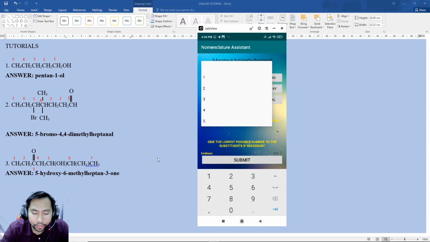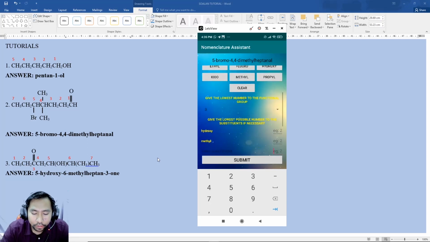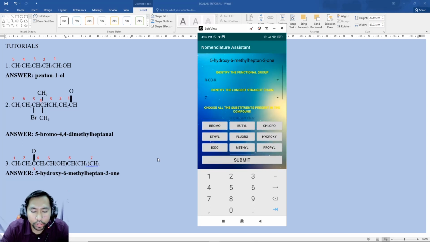The functional group is at carbon number 3. Give the lowest possible number to the substituents present: hydroxy at carbon number 5 and methyl at carbon number 6. We just touch the submit button. 5-hydroxy-6-methylheptan-3-one. So same as what we answered earlier.